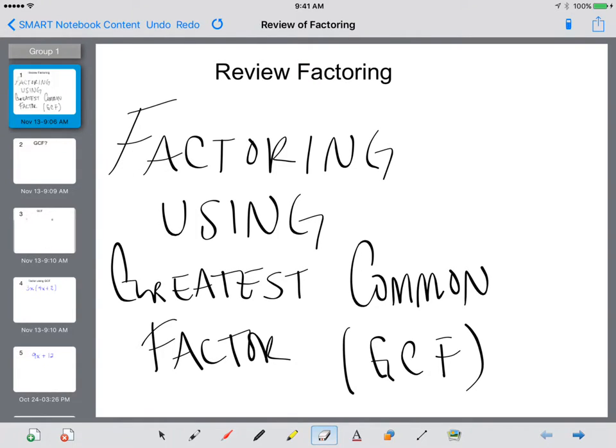Welcome to this lesson on factoring using the greatest common factor, GCF.